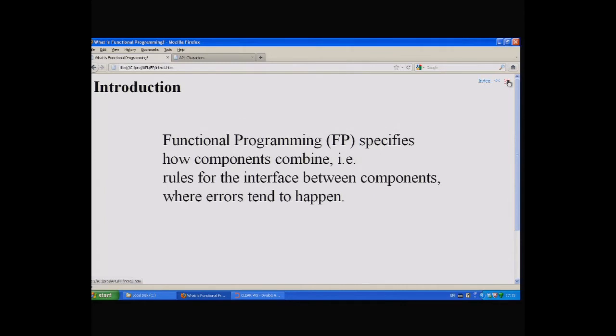What functional programming does is specify how components combine, in other words, rules for the interface between components. And such rules are necessary because errors tend to happen in the interface.